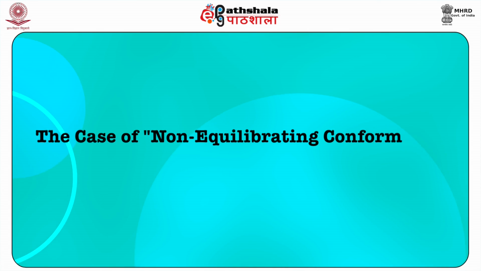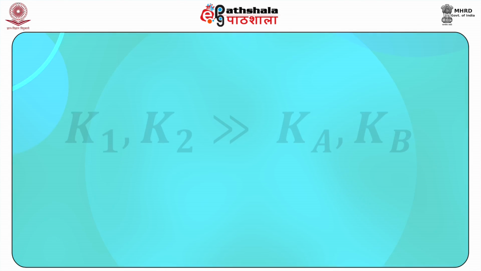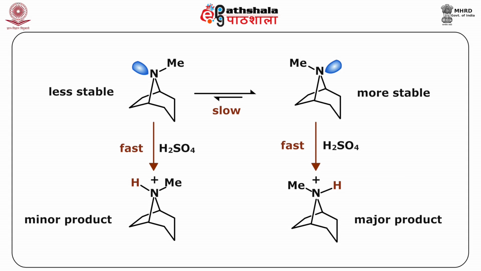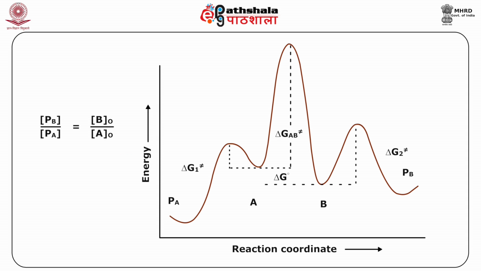The case of non-equilibrating conformers. If the rate of interconversion happens to be slower than the rates of reaction, then the course of the reaction and the product distribution, that is Pb by Pa, shall simply reflect the initial equilibrium composition of A and B, because K1, K2 are much greater than Ka and Kb, and A and B cannot equilibrate during the course of reaction. This is clearly depicted in the figure. Notice here that the rates of protonation observed are much faster than the rates of the conformer interconversion.